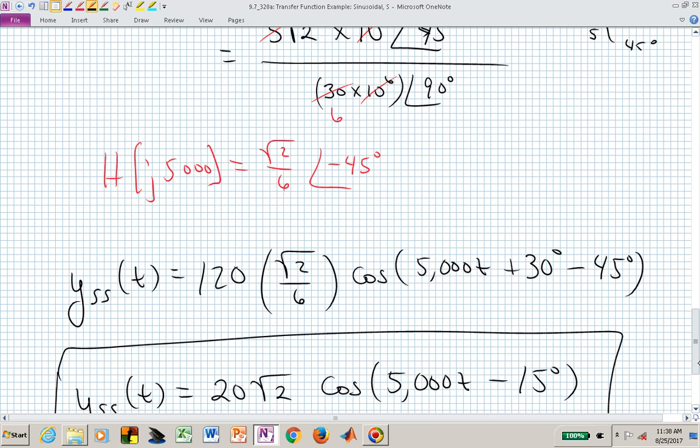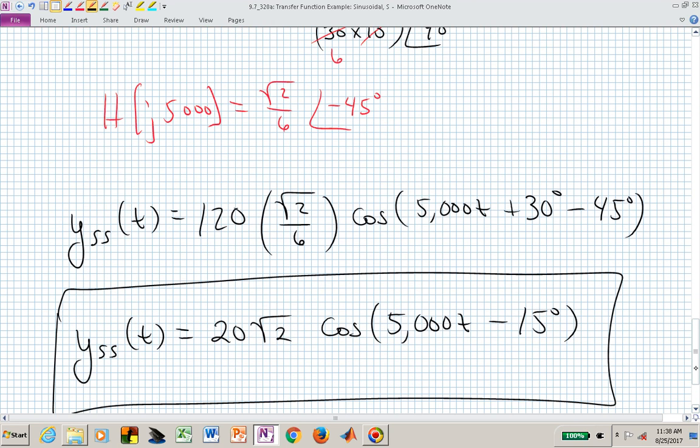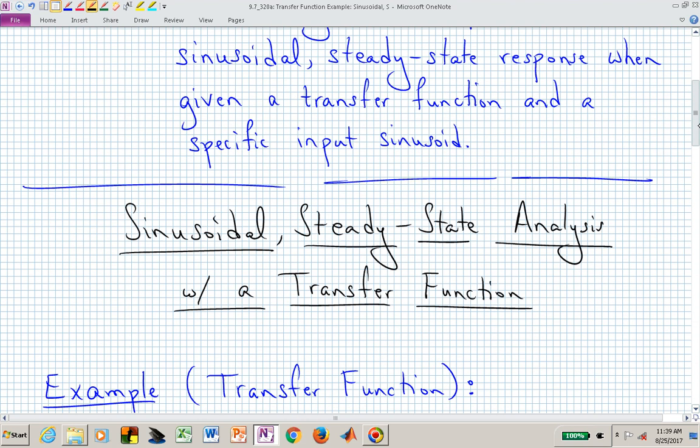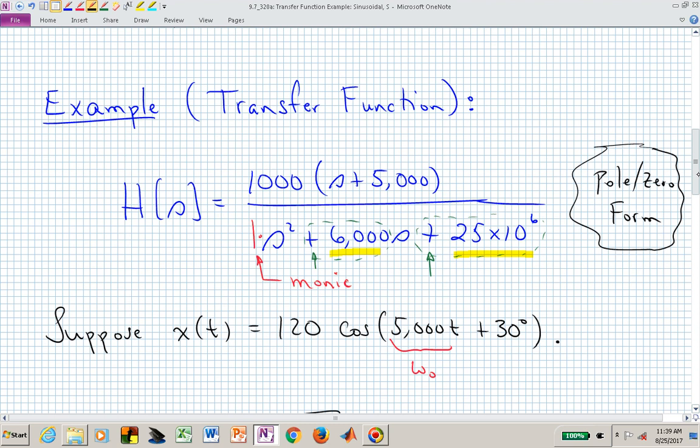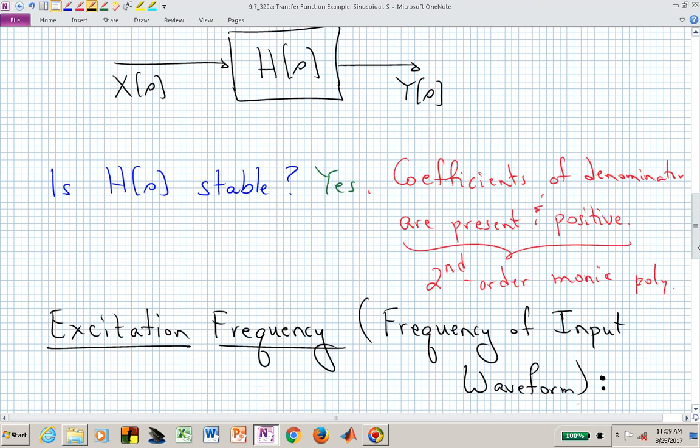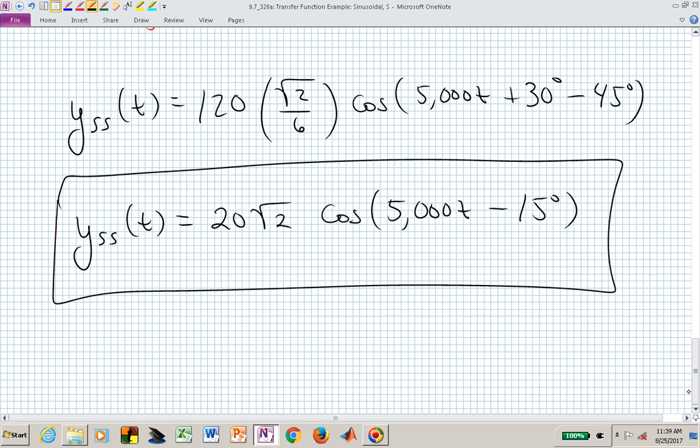Now we're delayed from that, and we now have a scaled or reduced amplitude. We now have 20 times 1.414 cosine 5000 t minus 15 degrees. That's now the sinusoidal steady state output given a transfer function and a sinusoidal input. That's how clean this can be.